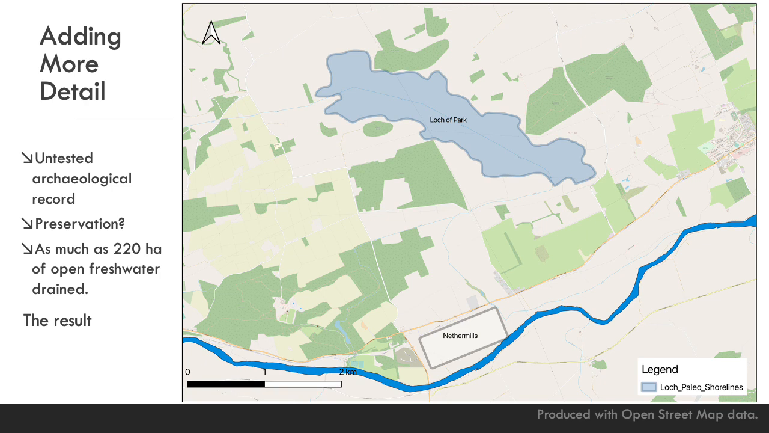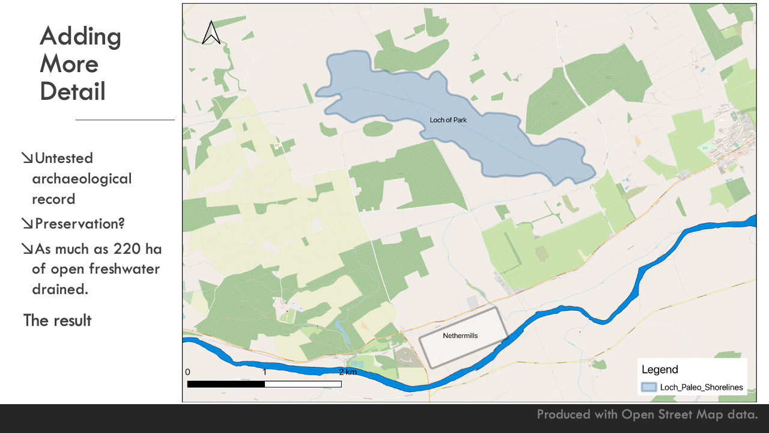The Loch of Park is also notable in being, for its size, as much as 220 hectares of open freshwater that was drained sometime in the 18th, 19th, 20th centuries. There was a sort of relict, small loch that persisted right into the early 20th century that was finally drained, I think probably when the use of mechanical diggers was employed.